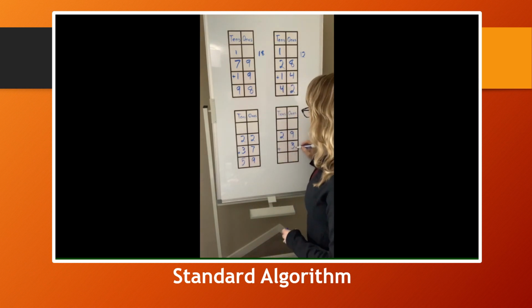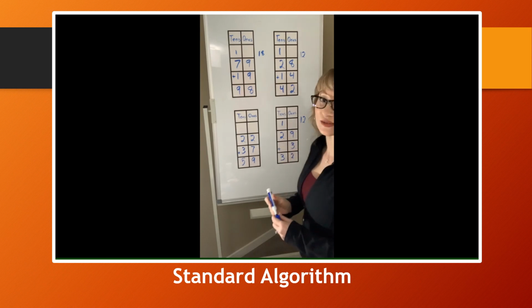This one here, 9 plus 3 is 12. The 2 goes in the ones and the 10 goes in the tens. So altogether we have 3 tens. So that's what the standard algorithm looks like.